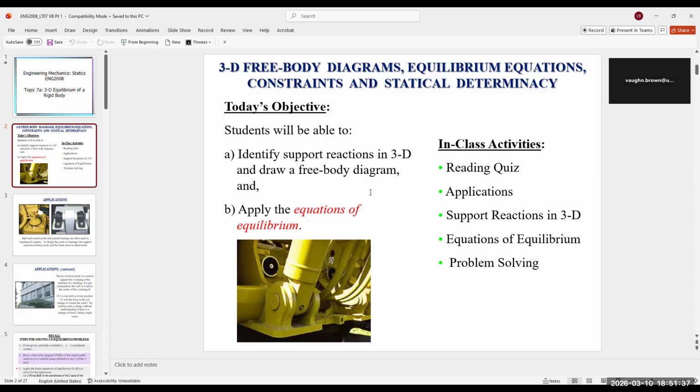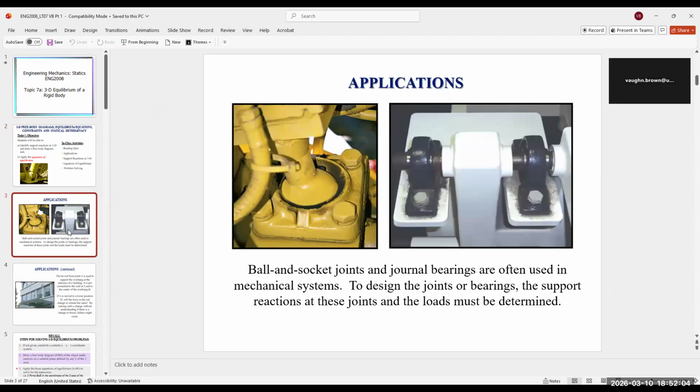So look at it now. 3D free body diagram, equilibrium equation, constraint, and statical determinacy. So these are statically determinate. It's not statically indeterminate, where you don't have the number of equations to solve it. Statical equation, right? But it is constrained. All right, so we're going to look at it. You can see that these are heavy equipment, and we're looking at the joints that are fitting. We're going to look at applications. So look at this one now.